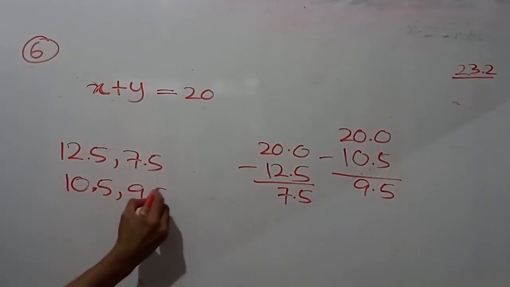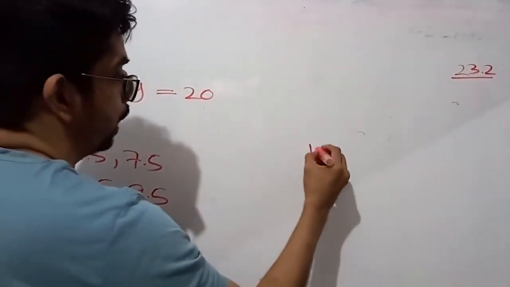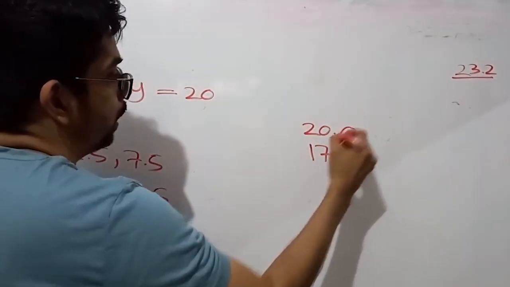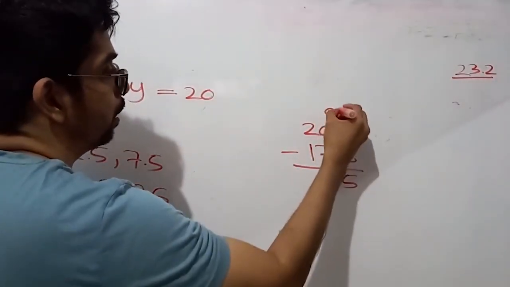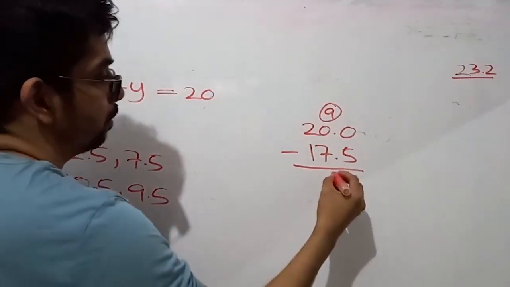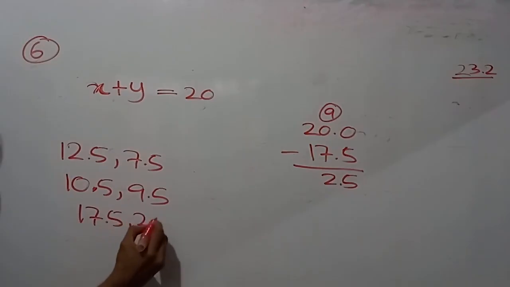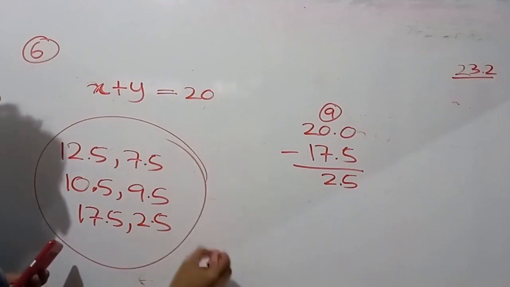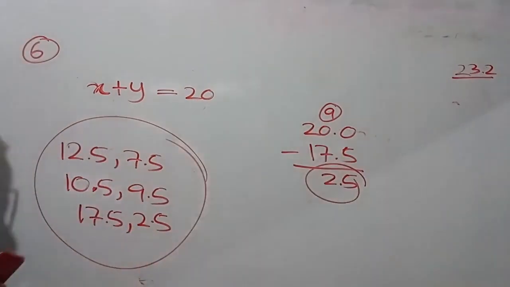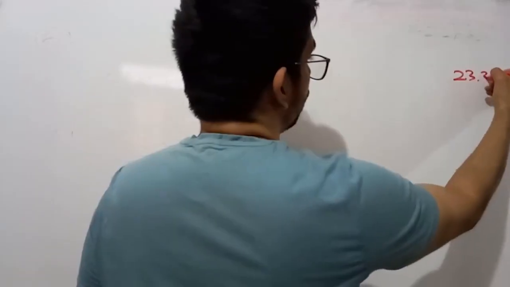Another pair is 10.5 and 9.5. Right? So we will take another one, something like 17.5. 20 minus 17.5, 0 minus 5, that's a 5. So here we get a 9. 9 minus 7, we get a 2. So another pair is 17.5 and 2.5. So these are some of the examples. So the question asks us to take decimals whose sum is 20. So that is the end of exercise 23.2.